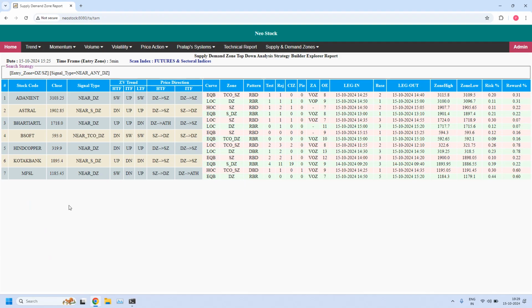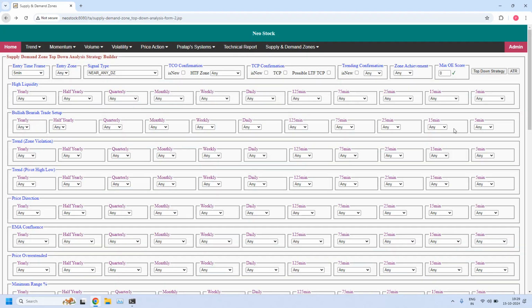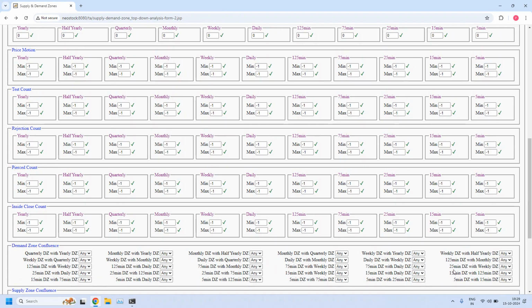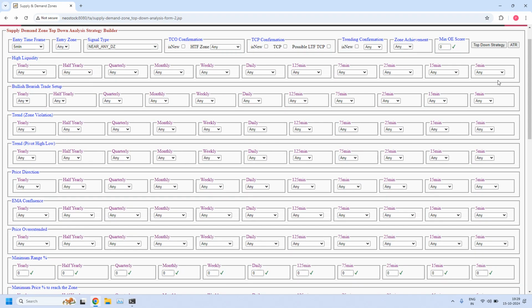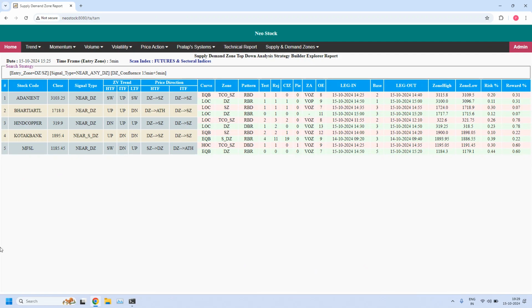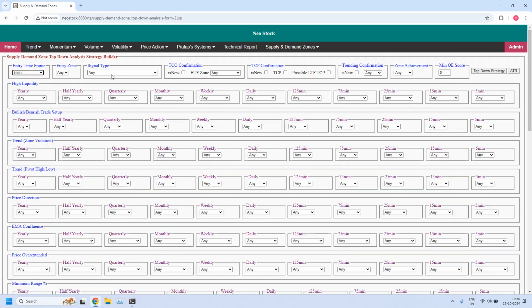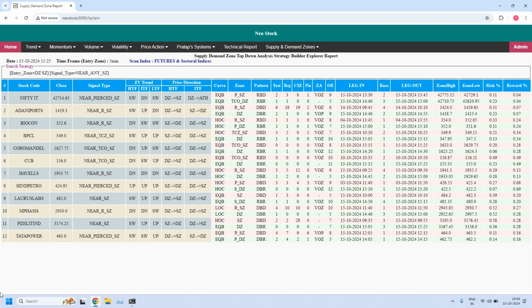Let's verify ITF confluence for these zones, if any of these zones are having. So in the demand zone confluence, 5 minutes demand zone with 15 minutes demand zone confluence, enable the filter. So all these 5 stocks are having ITF confluence. That means 5 minute zones are part of the 15 minutes demand zones. Okay, next for 5 minutes time frame, let us find the stocks near 5 minutes supply zone. 12 stocks are filtered.